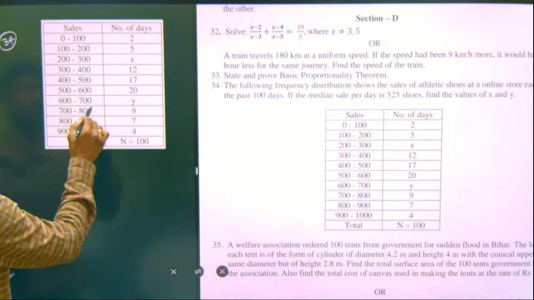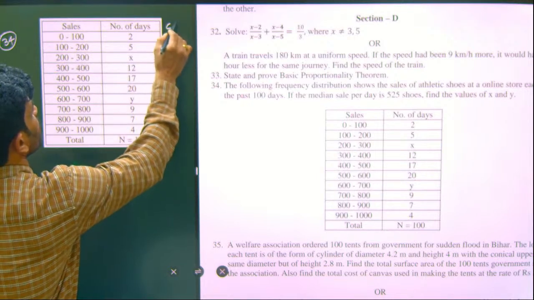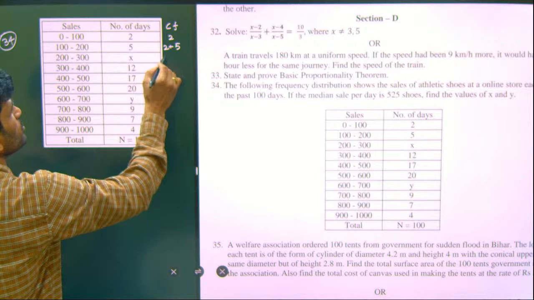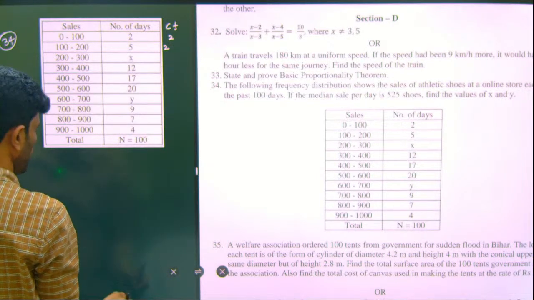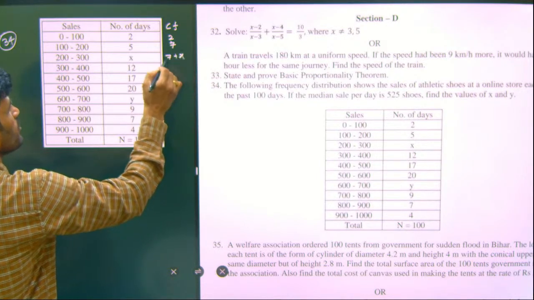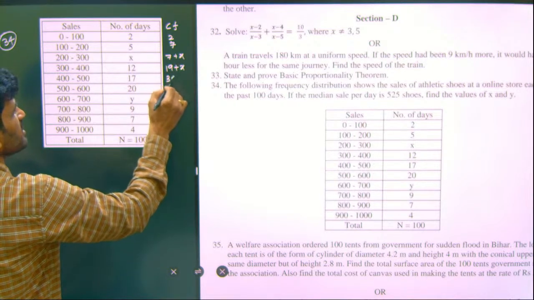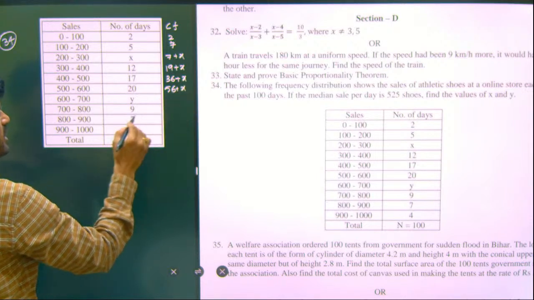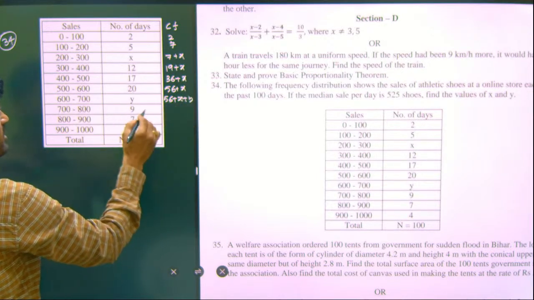So here what we have to do is find the cumulative frequency also. CF also we have to find. 2 plus 5, what is 2 plus 5? 7, no? 2 plus 5, 7. 7 plus x. Now 7 plus 12, 19 plus x. 19 plus 17, 36 plus x. Then 56 plus x. Now it is 56 plus x plus y. Now 56 plus 9, 65.